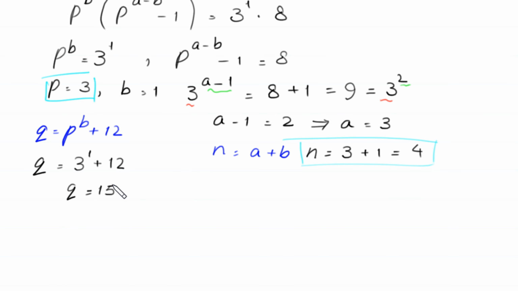So from here we get another pair of solutions, n comma p comma q is equal to, value of n is 4 comma value of p is 3 comma value of q is 15. Now we solve case 5.